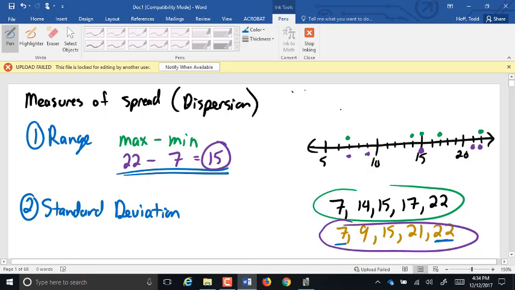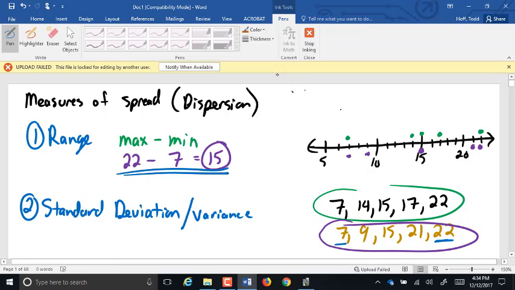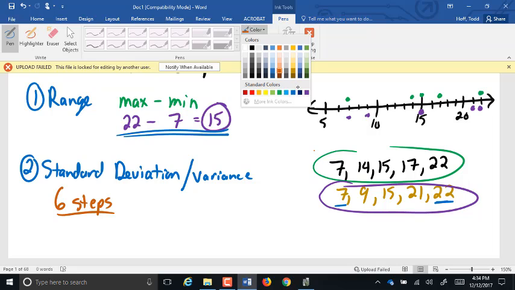So the standard deviation is often combined with the variance. And it's a 6-step process. The formula for it is extremely ugly. So I'm just going to give you the steps. So it is 6 steps. So brace yourself.